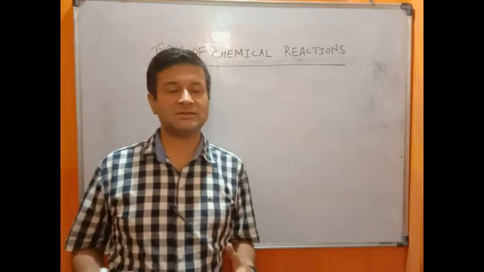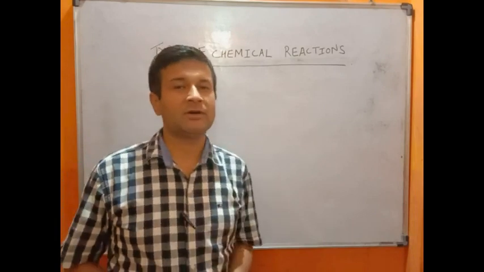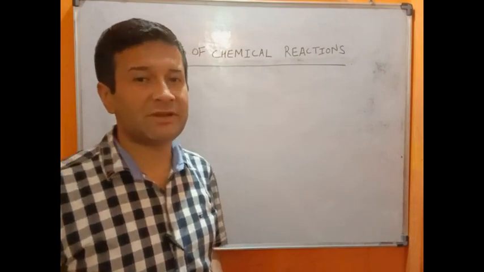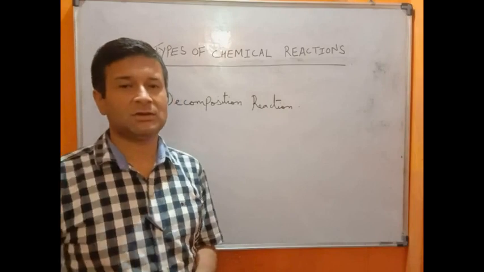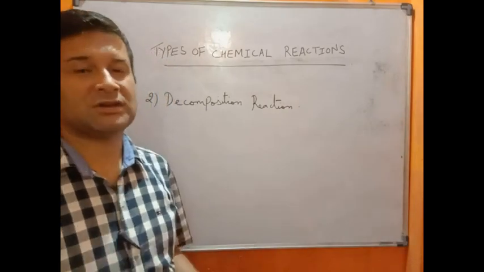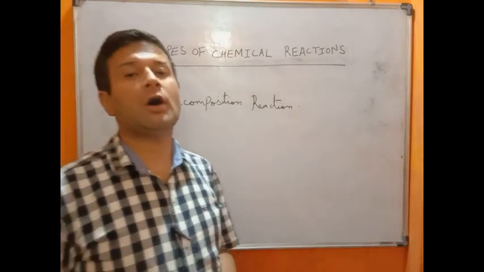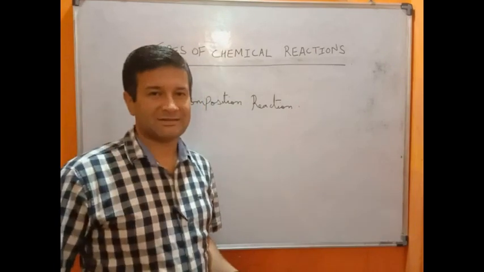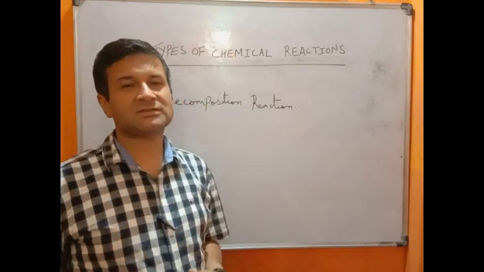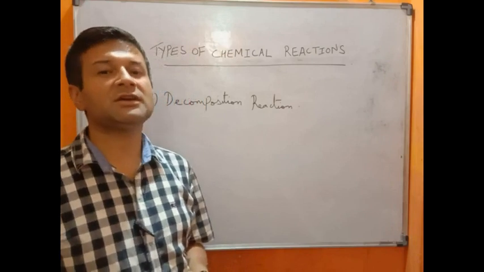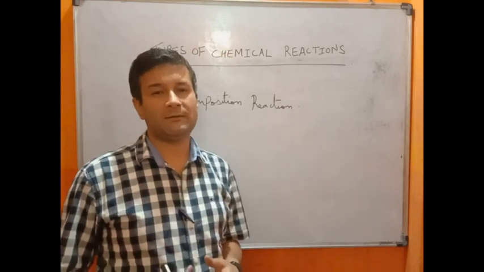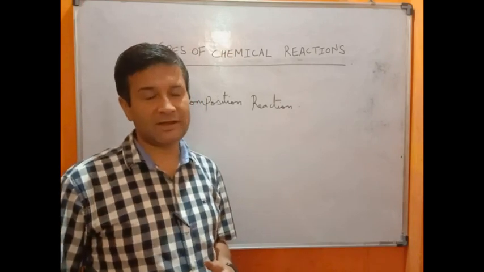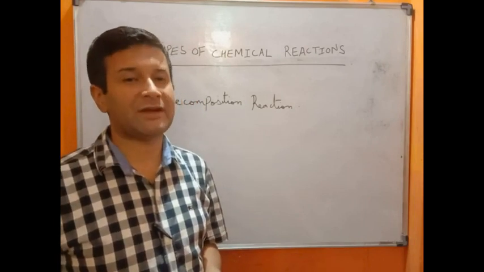Now let us discuss the next type of reaction, that is decomposition reaction. In this type of reaction, a compound undergoes decomposition to form two or more products. Example, when we heat ferrous sulfate salt, then it undergoes decomposition to give ferric oxide, sulfur dioxide and sulfur trioxide.